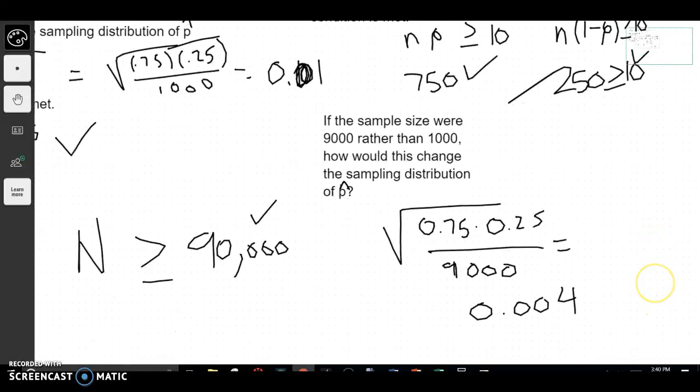And then the last thing generally they have you do is they ask you something like, what if I took a bigger sample size? Well, if you took a bigger sample size, it should decrease your standard deviation and reduce your variability, but it will not change where your mean is. So if you have a biased sample, it will stay biased.